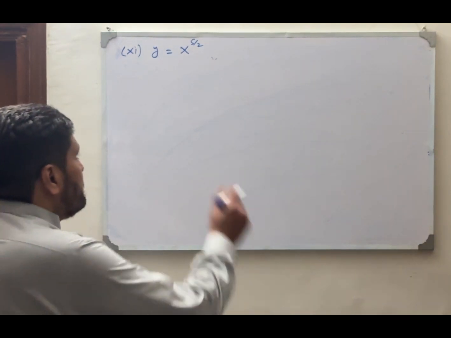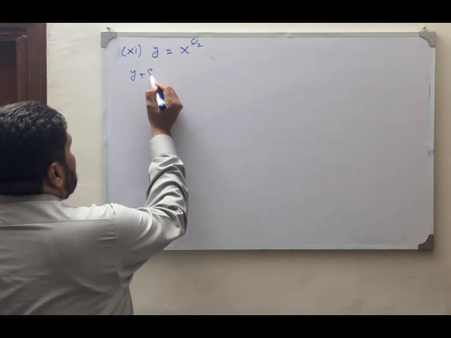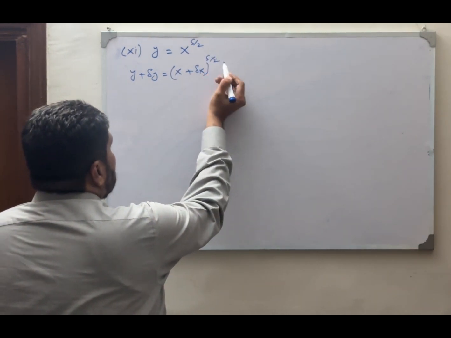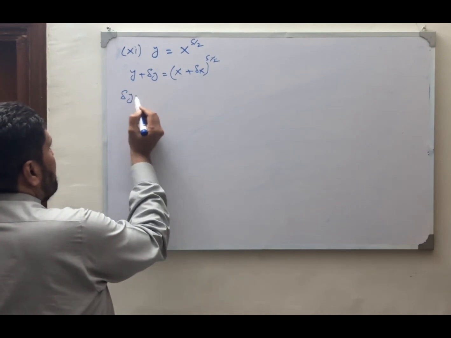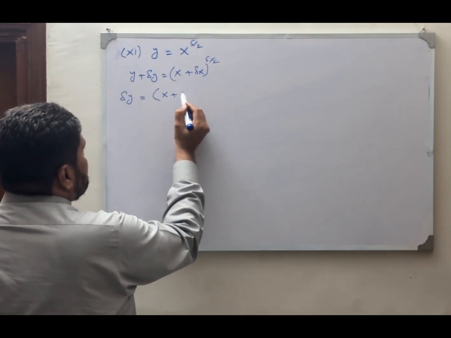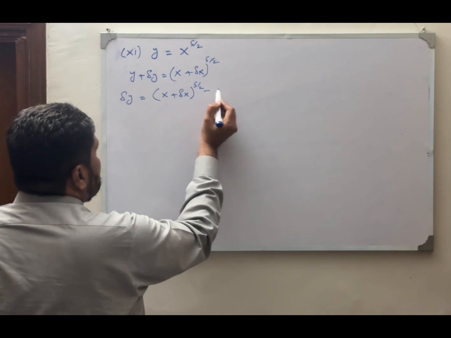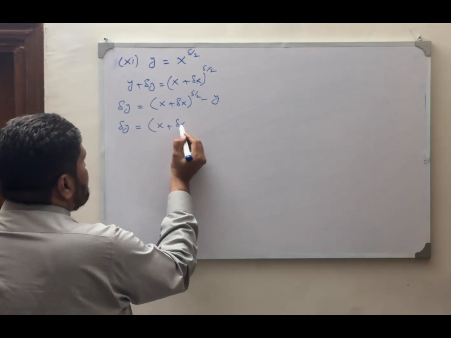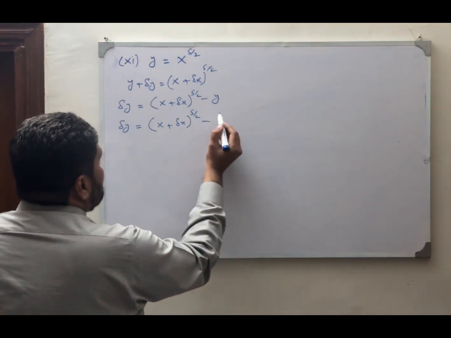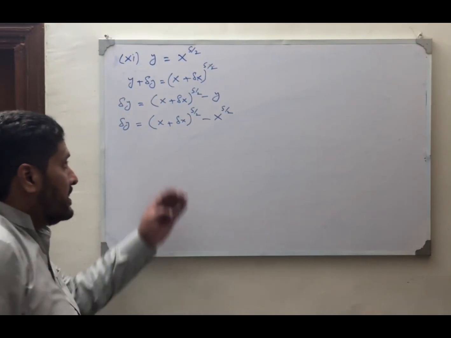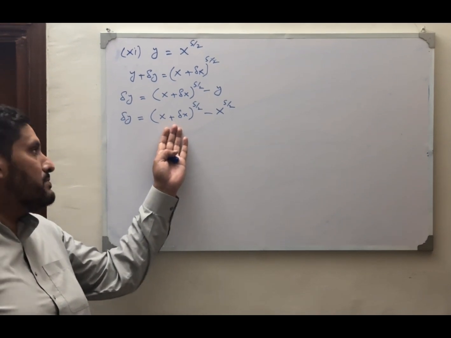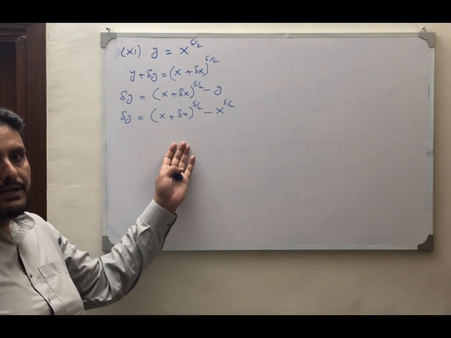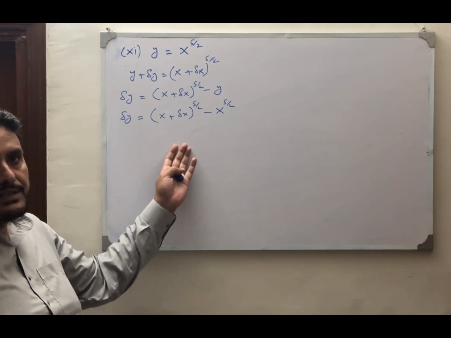Now following the first step, we have y plus delta y is equal to x plus delta x whole power 5 by 2. By taking y on the other side of the equation, that will become x plus delta x power 5 by 2 minus y, and then by putting the value of y, that will become x plus delta x power 5 by 2 minus x power 5 by 2. Now in this equation we have to take x power 5 by 2 common and converting it into binomial expansion, and then by applying the binomial theorem we are able to simplify this expression.